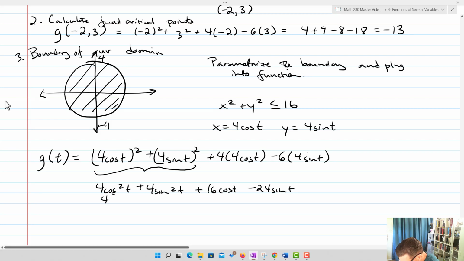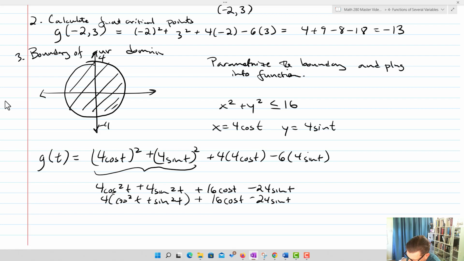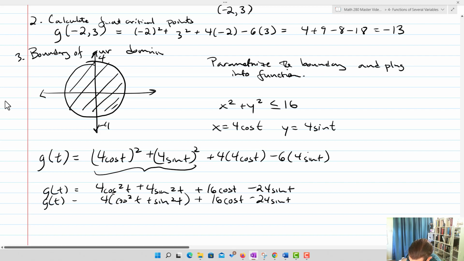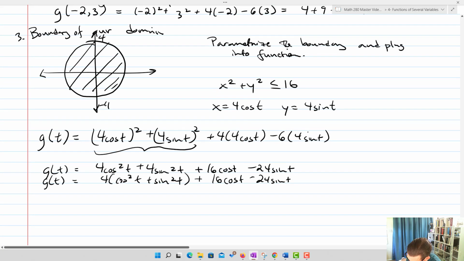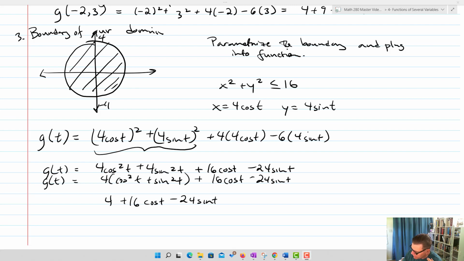We'll pull out the cosine squared t plus sine squared t, plus 16 cosine t minus 24 sine t. And again, this is g of t, and all we're doing is simplifying at this point. So g of t equals 4 plus 16 cosine t minus 24 sine t. And so that's my function for g of t.